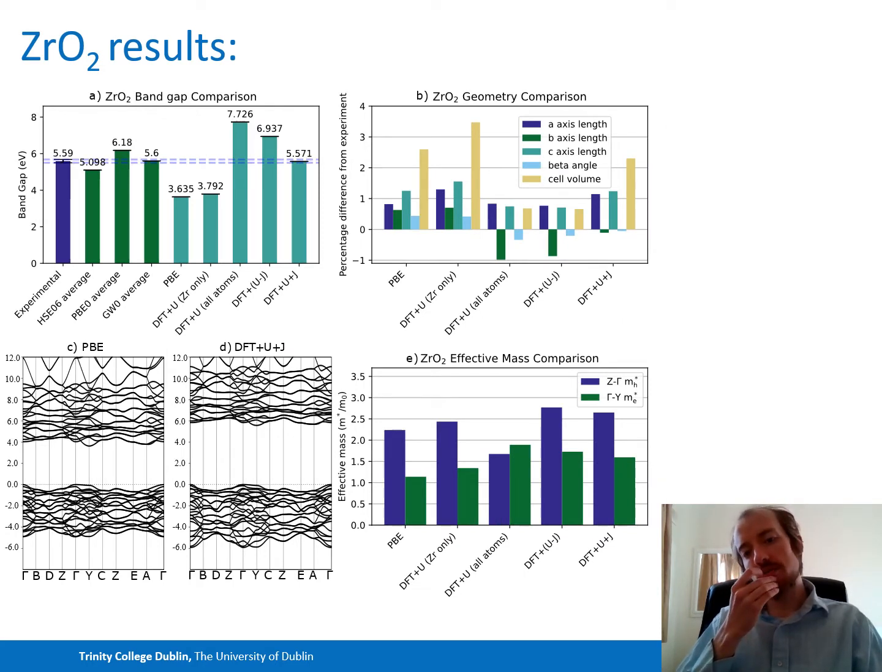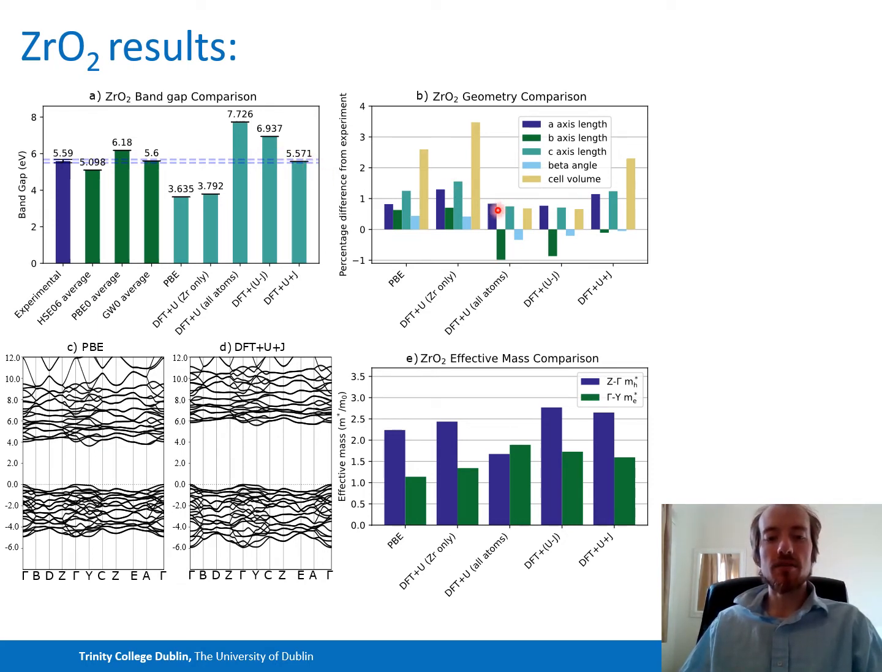So zirconium is pretty much the same story. No change from U on the zirconium only. Put the U on both of them, it shoots up. And then when you put the DFT plus U plus J, it actually hits pretty much exactly within the range of experimental error. So this is the sweet spot for our methodology. We get it exactly right.